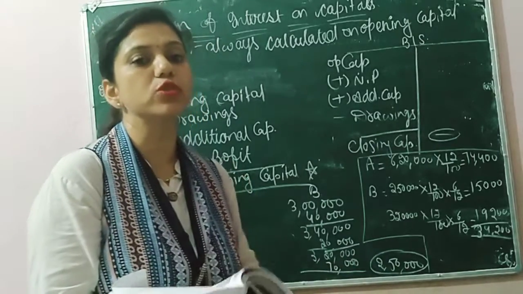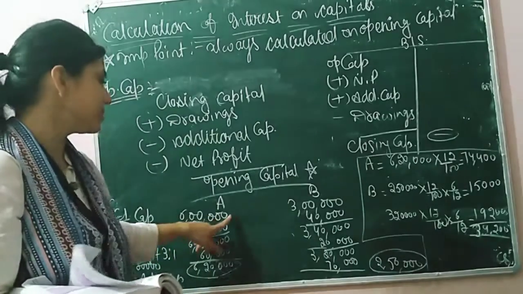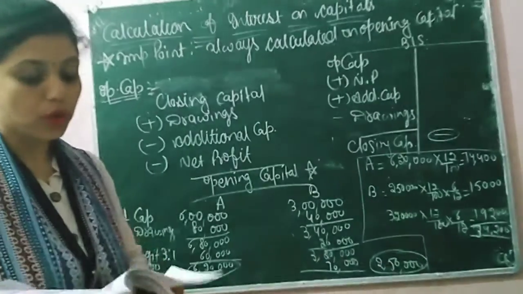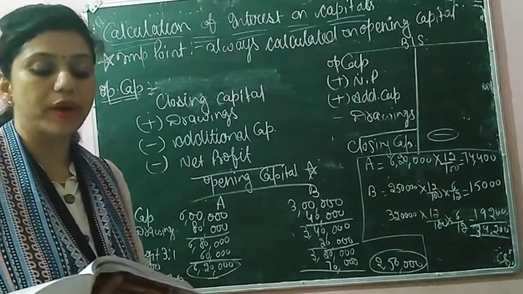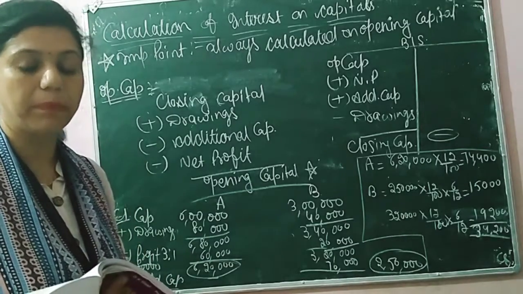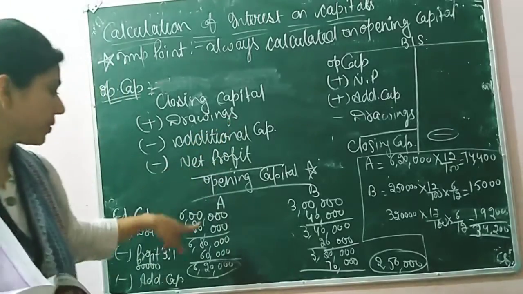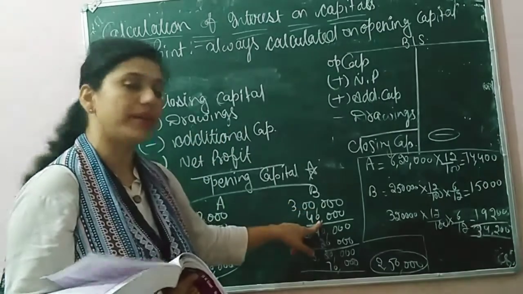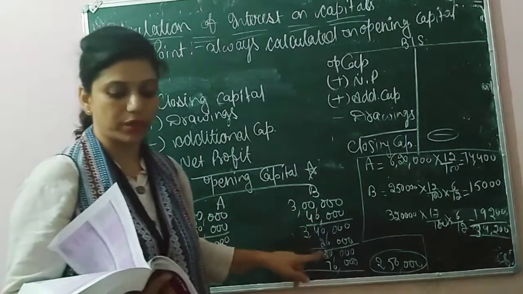So the first step is we have to calculate opening capital. Closing capital is 6 lakh and 3 lakh. After that, during the year 2016-17, A's drawings were 80,000 and B's drawings were 40,000. As I told you, drawings should be added. So A's drawings 80,000 and B's drawings 40,000 should be added. The amount will become 680 and 340.